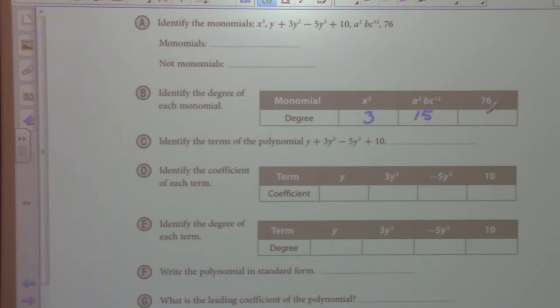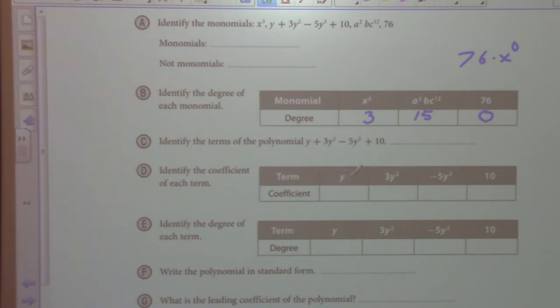It's actually going to be to the 0 degree, because you go all the way to the 0 power. So this is going to be 76 times x to the 0 power, and x to the 0 power being 1, so the constant means to the 0 power, essentially. And then on this row it says identify the coefficient of each term, which is the number associated with it.